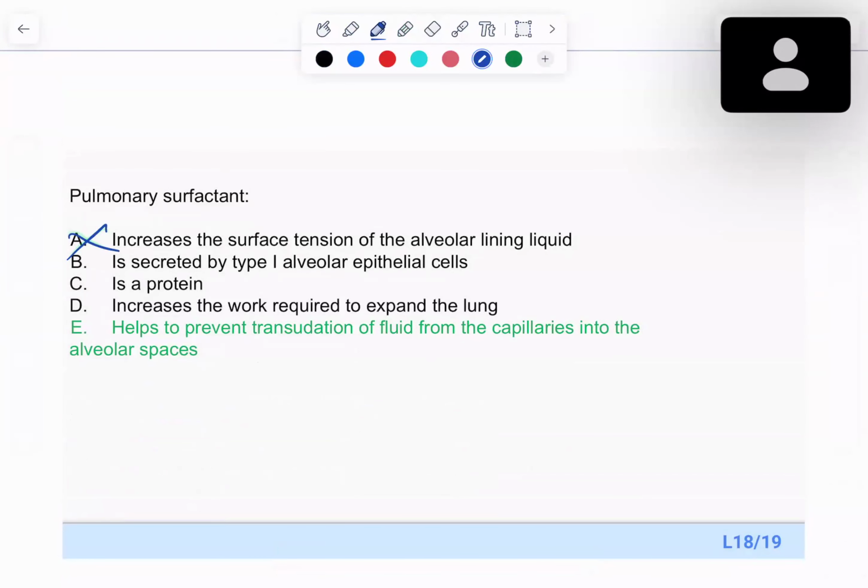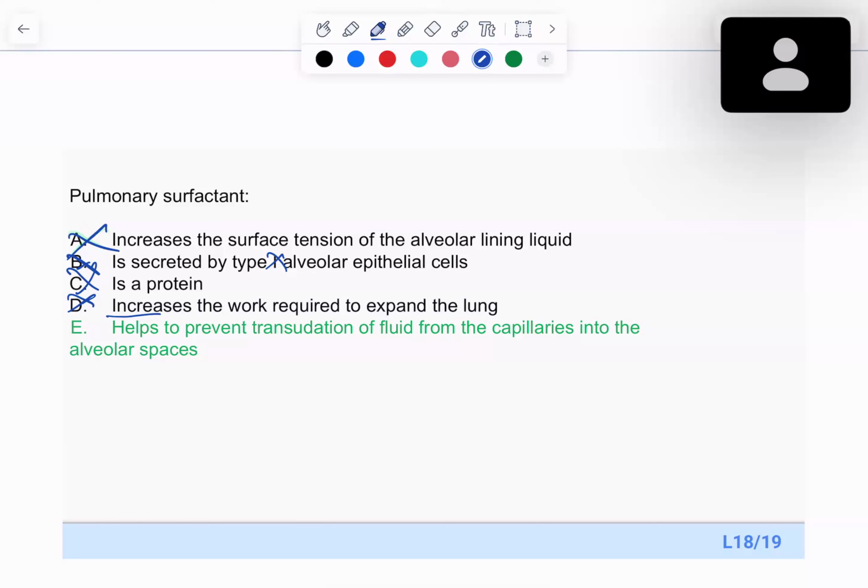Let's use this one. And what type of alveolar epithelial cells secrete surfactant? It's type 2, not 1, so B is out. And surfactant is made of lipids, not protein. And finally, since it decreases the surface tension, it decreases the work required to expand the lung, so D is out. Finally, you're left with E. It says, helps to prevent transudation of fluid from the capillaries into the alveolar space.